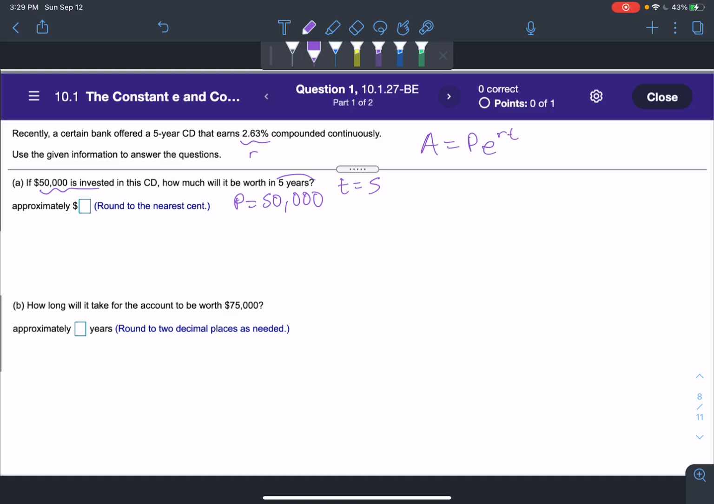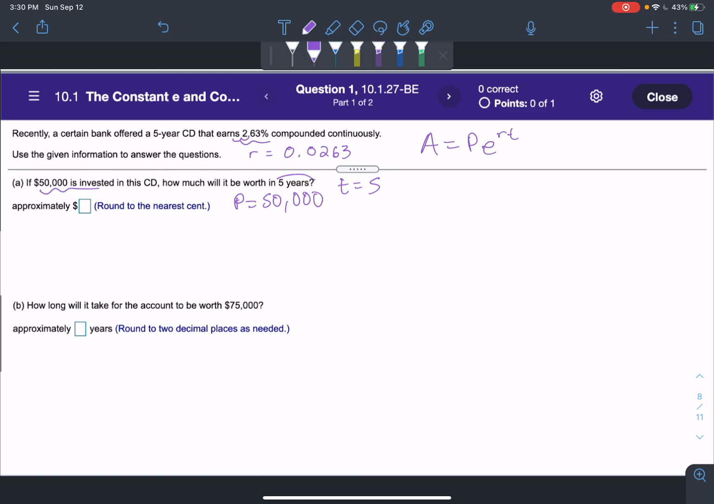Remember that we always want this expressed in a decimal, so let's move that decimal place over 2 and fill any zeros. So I get 0.0263 as my decimal. And I think now we know enough to solve this question. So let's just plug in what we know.